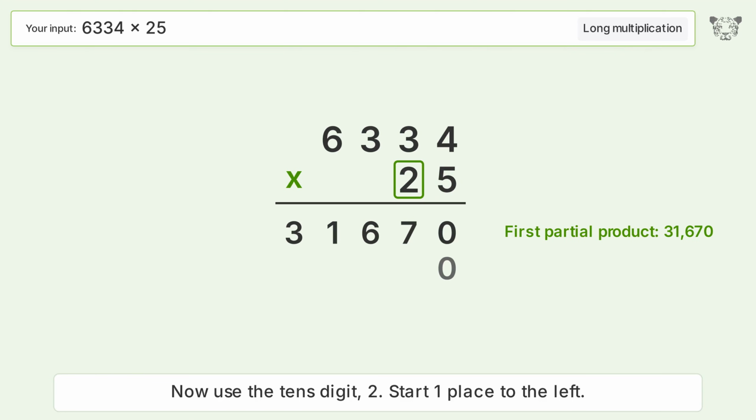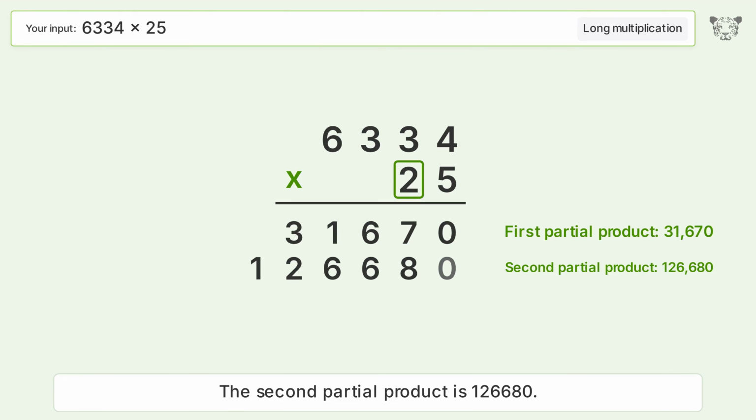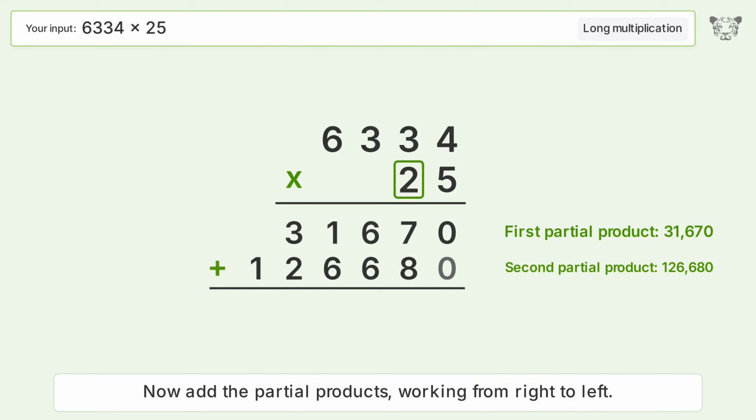Now use the tens digit, 2. Start one place to the left. 2 times 4 is 8. 2 times 3 is 6. 2 times 3 is 6. 2 times 6 is 12. The second partial product is 126,680. Now add the partial products, working from right to left.